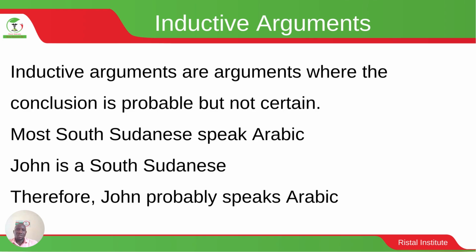And then inductive arguments are the ones in which, if the premises are probably correct, then it is probable that the conclusions are also correct. For example, if you say that most South Sudanese speak Arabic and John is South Sudanese, it is likely that John actually speaks Arabic. So the thing is that there is no certainty. It is just likely or probable.